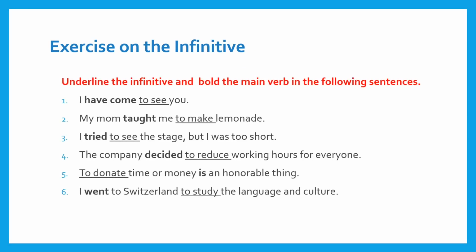Let us come to a simple exercise on the infinitive. So I have given you a few examples here. You can clearly understand how we can find out the infinitive. So you've got to underline the infinitives and find out the main verb which has been already bolded. So what is the infinitive in the first example? The infinitive is to plus see, to see. And the main verb is have come, and so on.